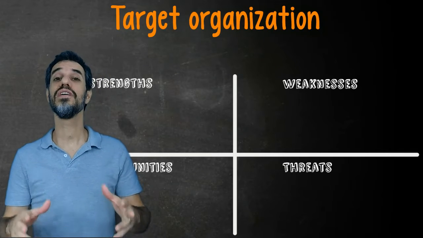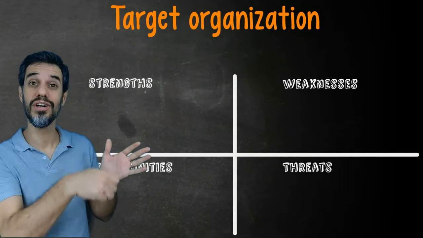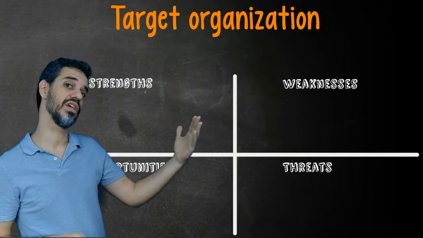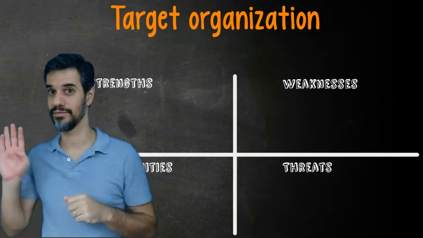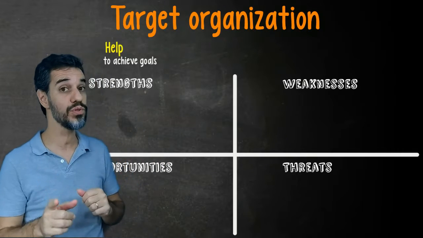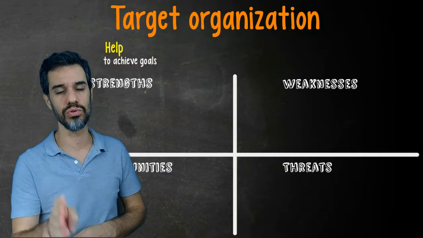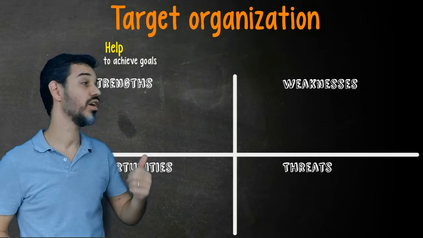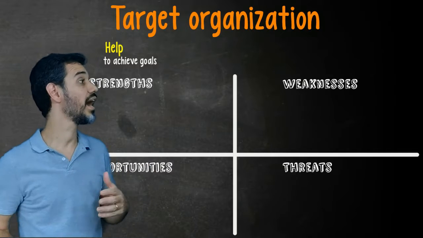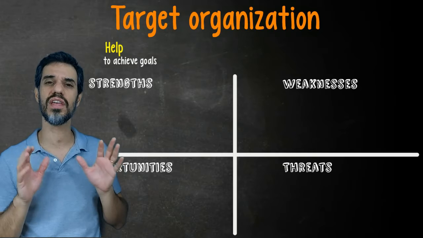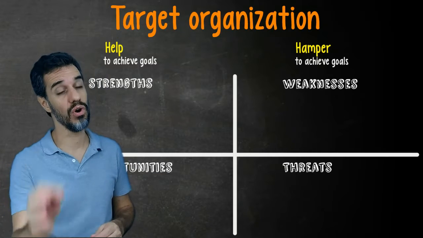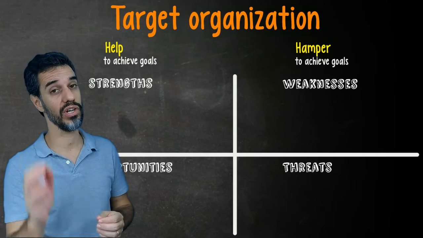The next step is to start to fill in this matrix. Think of this matrix as having two columns on your left, which talk about stuff that helps you to achieve your goals or the goals of your organization. And the other two columns on your right are the weaknesses and threats, or something that hampers achieving your goals or the goals of your organization.